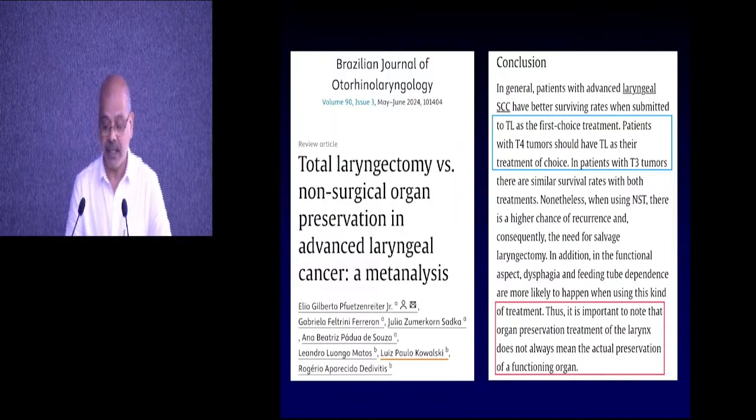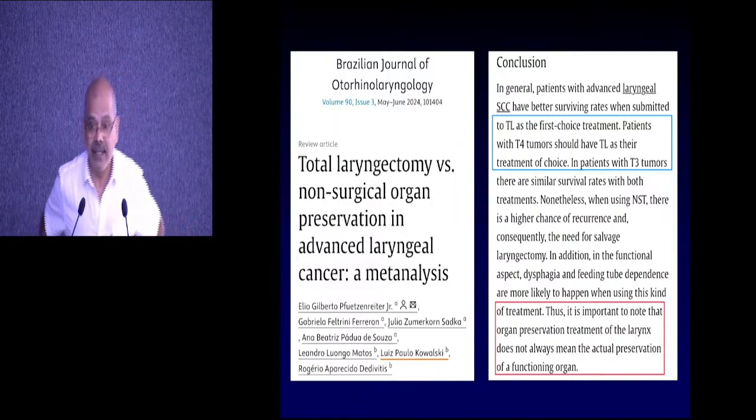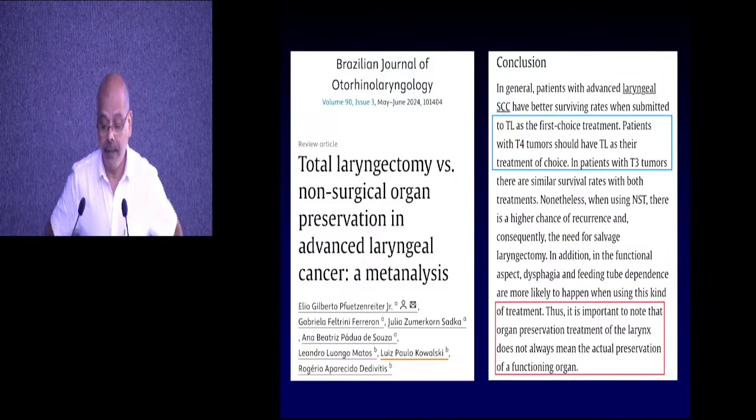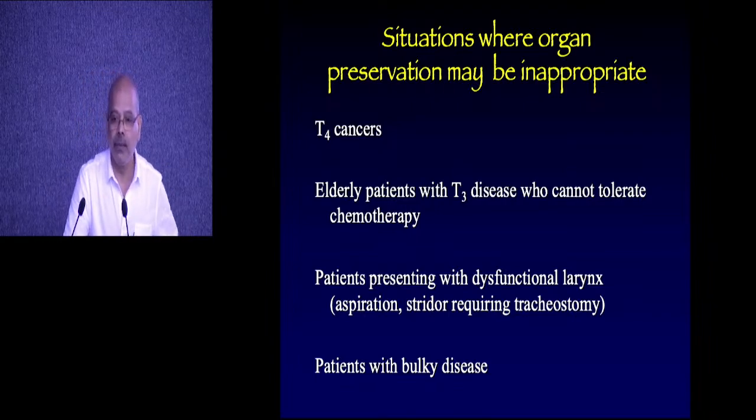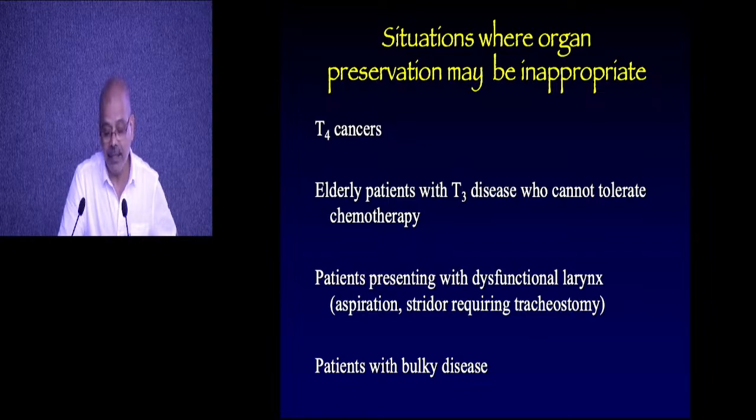Similarly, another Brazilian study, again from a country where laryngeal cancers are very, very common, said that patients with T4 tumors should have laryngectomy as a treatment of choice. And it is important to note that organ preservation treatment of the larynx does not always mean the actual preservation of a functioning organ. So ultimately, in essence, what we would like to say is that in T4 cancers, elderly patients with T3 disease, patients presenting with dysfunctional larynx, and patients with bulky nodal as well as primary disease, larynx preservation may not be appropriate, considering all these trials, studies, experience.